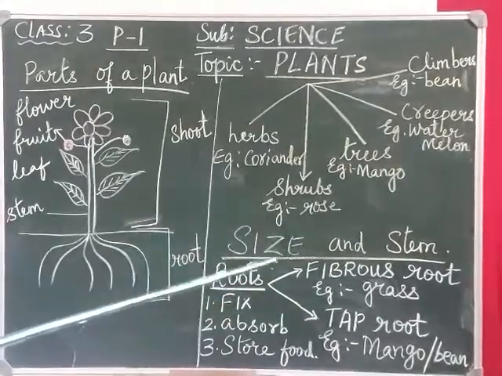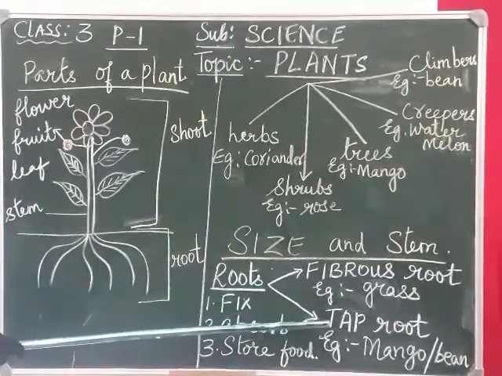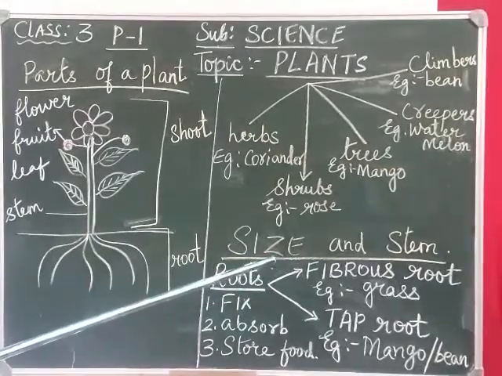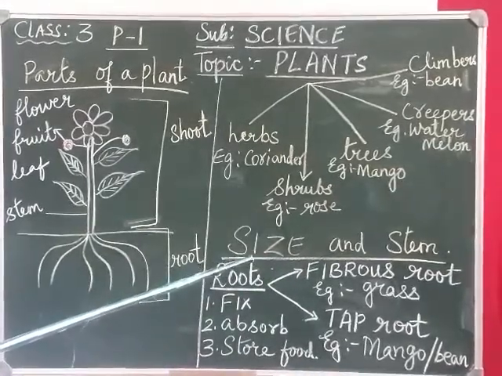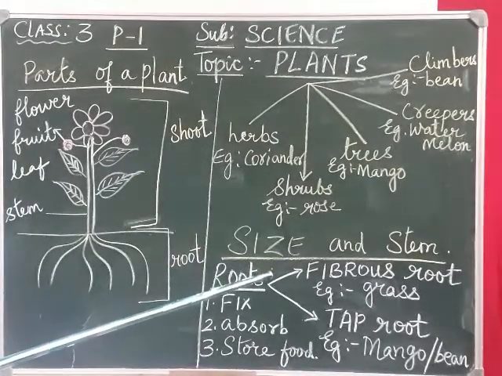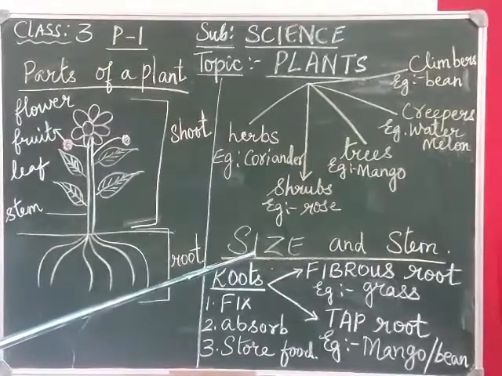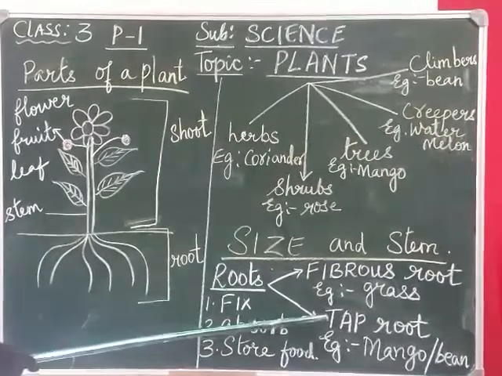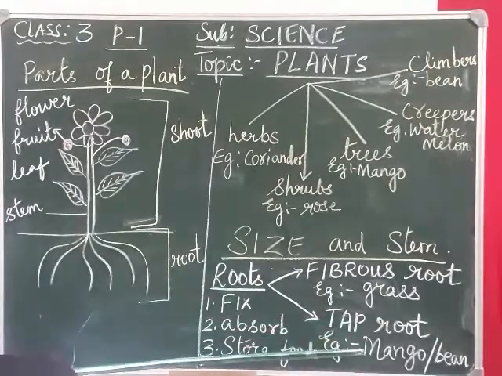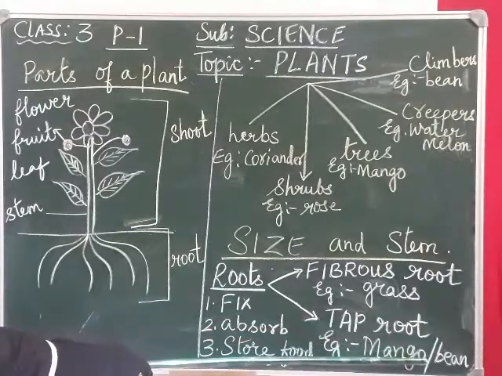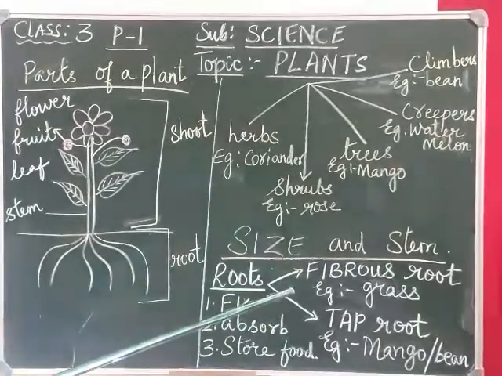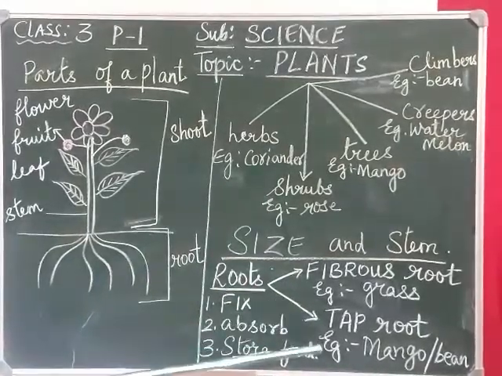Now we will first learn about the taproot. What is a taproot? The taproot is made up of a thick main root from which small roots grow. A taproot grows from the base of a stem deep inside the soil. For example, the root of the mango tree or a bean plant. It has a main root, and from there all the other root branches come out.